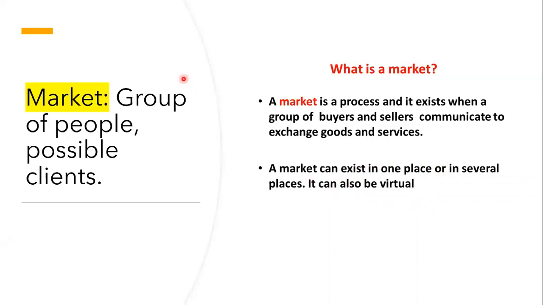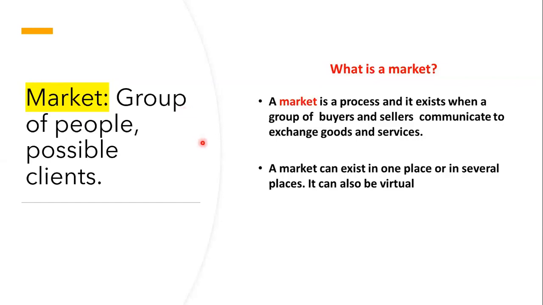But here on the left, I'm using the definition of other students that study with me, and it says it's a group of people, possible clients. I want you to pay attention to this. Here we have a group of people, and here we have again group of buyers and sellers. So what do we have in common here between the definition I took from a dictionary and the definition that my students told me? Okay, good. It is group of people.